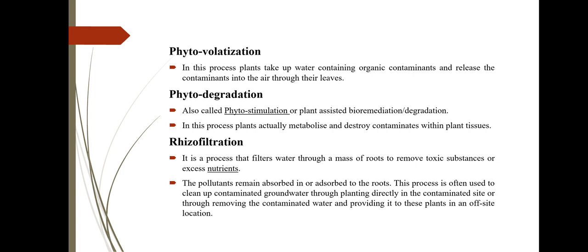The fifth is rhizofiltration. It is a process that filters water through a mass of roots to remove toxic substances or excess nutrients. The pollutant remains absorbed in or adsorbed to the roots. The process is often used to clean up contaminated groundwater through planting directly in the contaminated site or through removing the contaminated water and providing it to these plants in an off-site location.